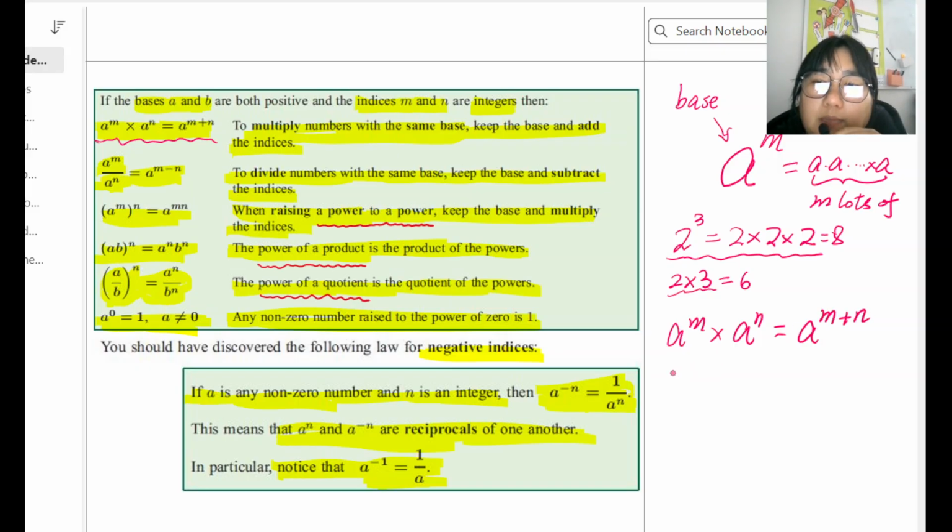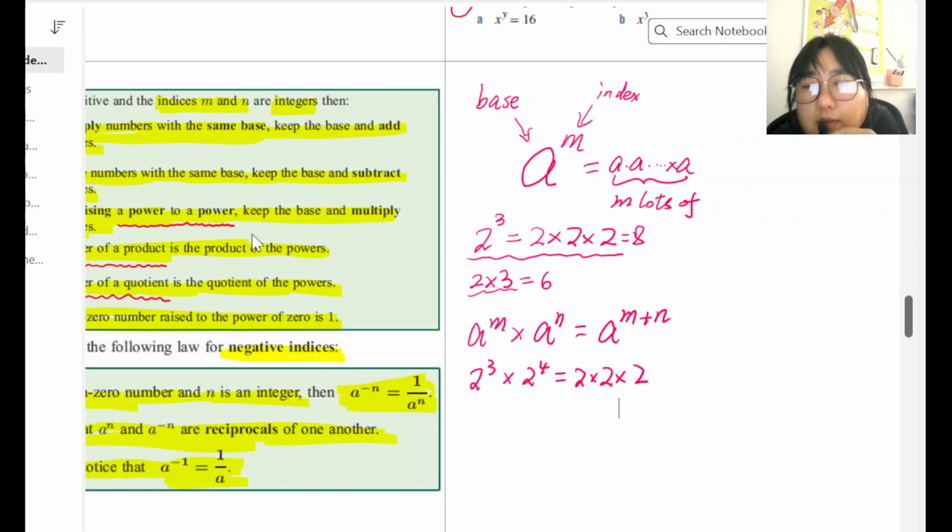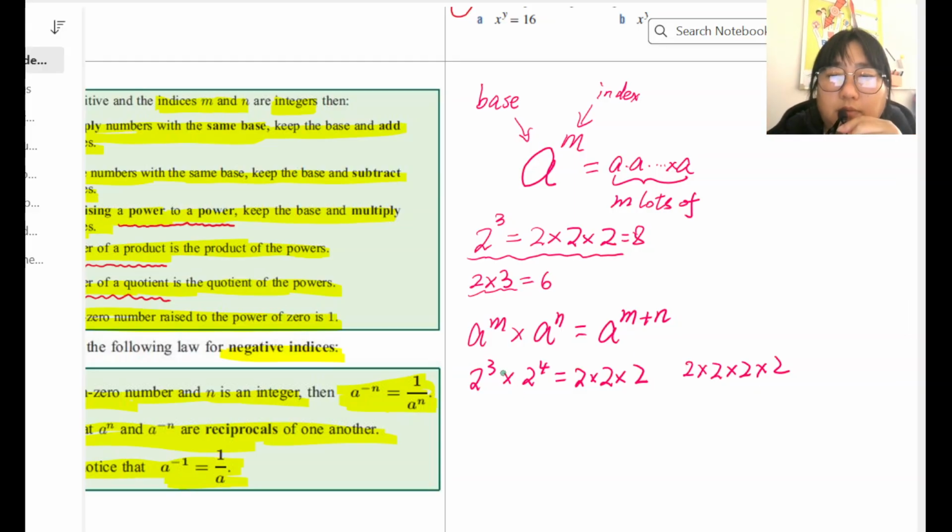Now I give you an example. 2 to the power of 3 times 2 to the power of 4. That will equal 2 times 2 times 2, because 2 cubed means 3 lots of 2 times each other, and then 2 to the power of 4, so 4 lots of 2 times each other. In the middle there is a times symbol, so you multiply them. Then we just count how many 2s, because we have the same base 2. I have seven 2s, so I can write 2 to the power of 7.